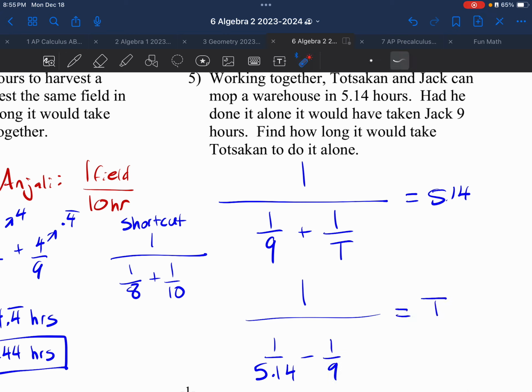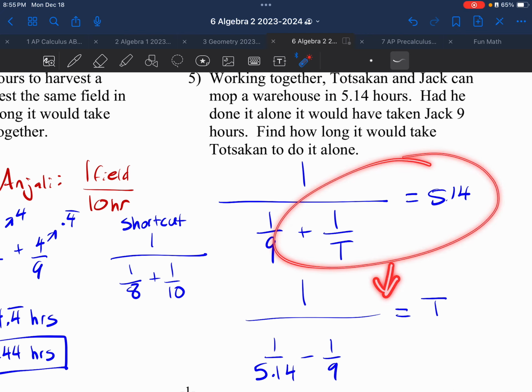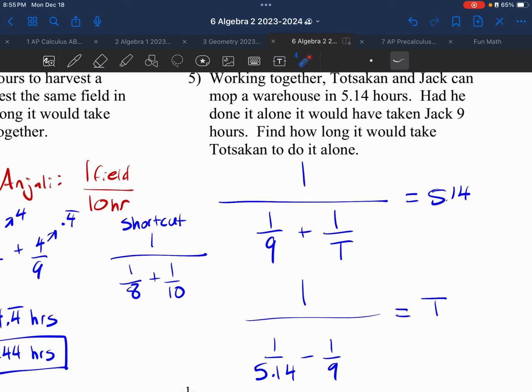So if you can remember that you switch out the plus sign for a minus sign and you're doing the overall rate minus one of the rates, then this will also work. And if you want to see a proof of how to get from here to here, you can always ask me after class, or maybe I can make a secondary video for it. What I'm going to do, because I already have a 5.14, I'm forced to use a calculator.